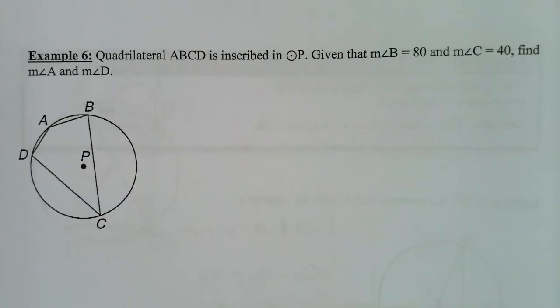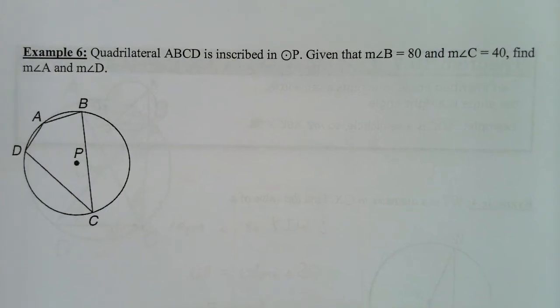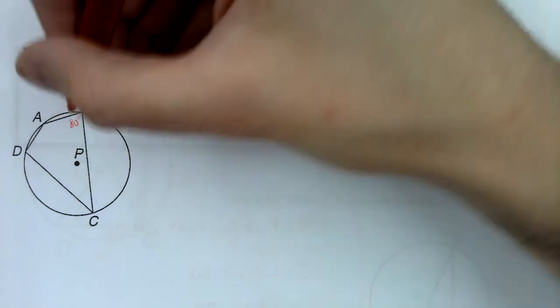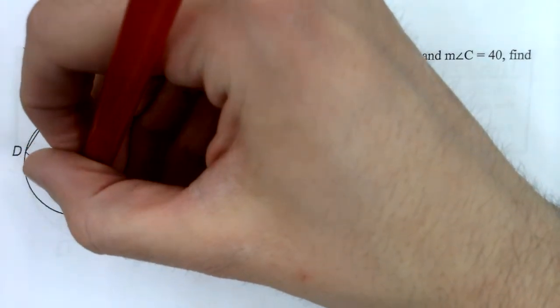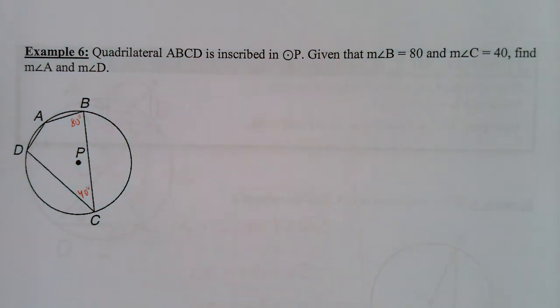Quadrilateral ABCD is inscribed in circle P. Given that the measure of angle B equals 80 and the measure of angle C equals 40, find the measure of angle A and the measure of angle D. Okay, there's a few ways to go about this.